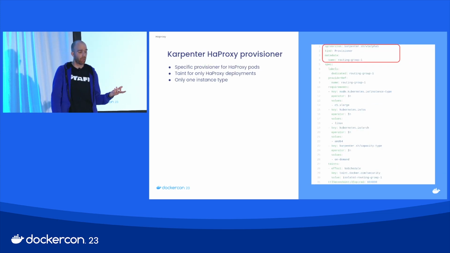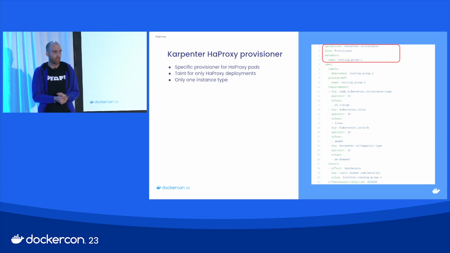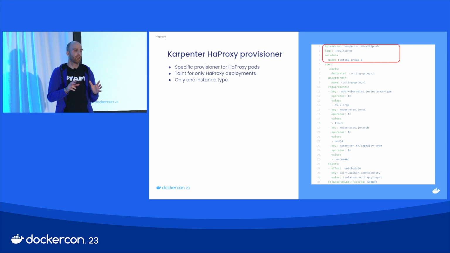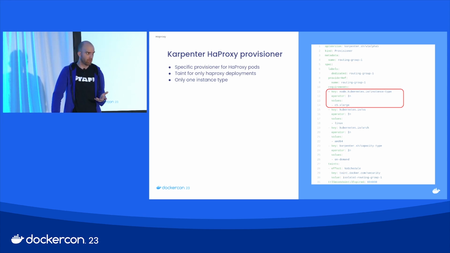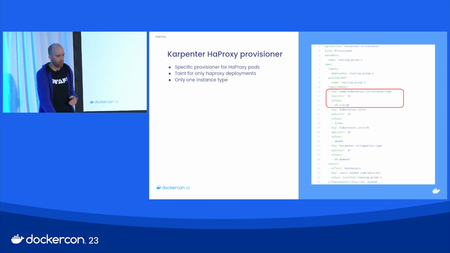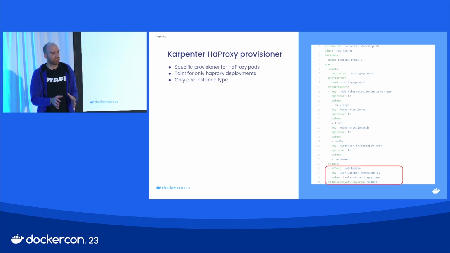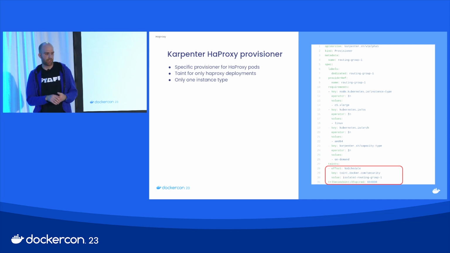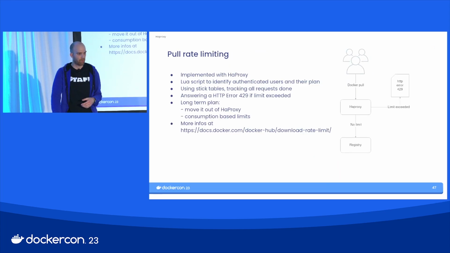And as an example, here is the specific provisioner for HAProxy. So Karpenter, to scale the HAProxy nodes. We got a specific name, and we're using a specific instance, the stage instance, a bigger one in prod. And we got some taint to be certain that it's only HAProxy running on this provisioner and this node. And that's all for that.